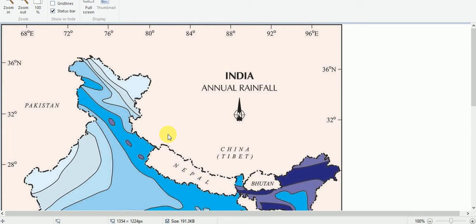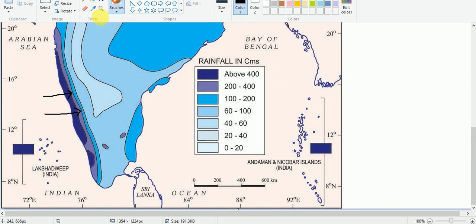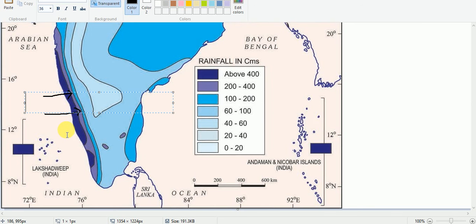Let us see here. Here in this Western Ghats area, we receive very heavy rainfall at the beginning of this season. Here the rainfall is more than 250 centimeters.